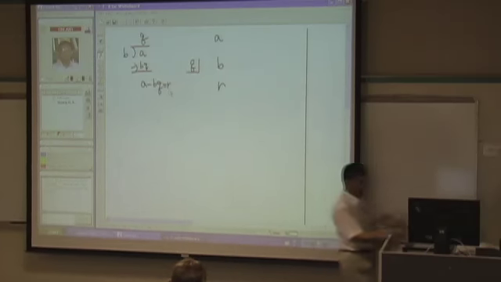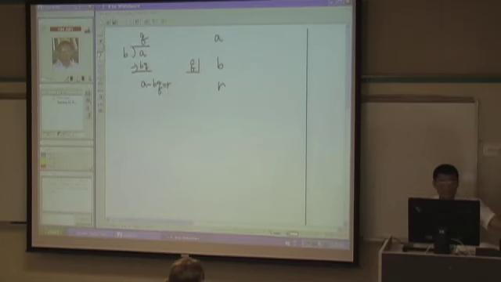So I will do it one more time. A divided by B gives us the quotient Q and the remainder R. Then B divided by R gives us some quotient, right? Say quotient 1, and quotient 0.